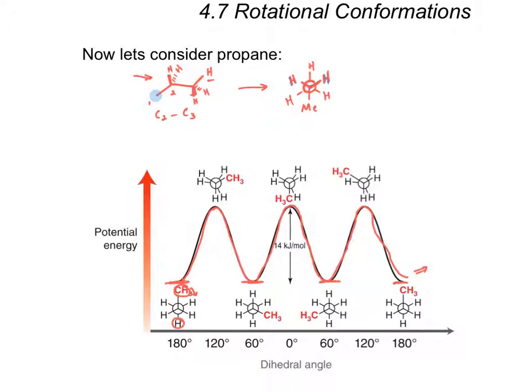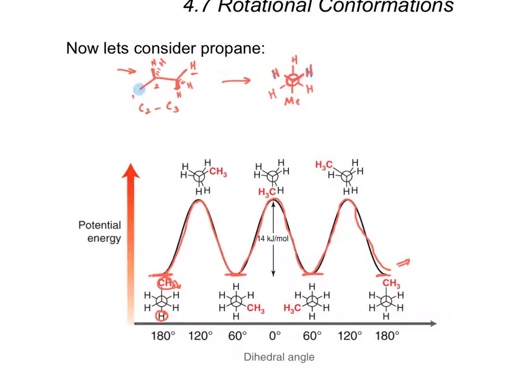They had the same energy. We call that specifically, these are all degenerate. So all of these staggered conformations are degenerate. They're at the exact same energy level. What about our eclipsing conformations? Are they all the same? Yes, so they're also degenerate, okay?